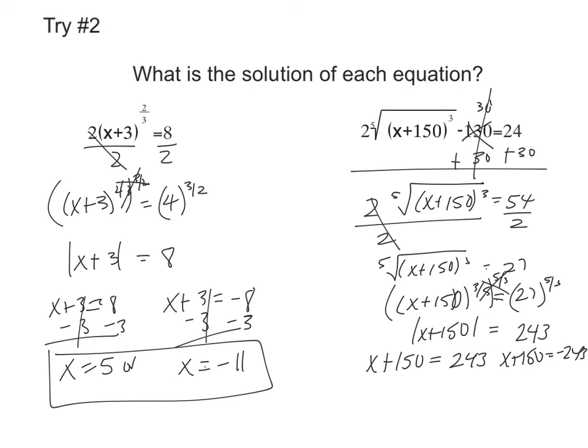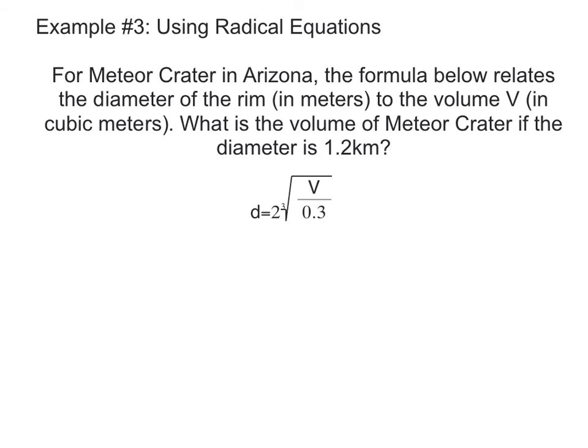Okay, if I subtract 150, you'll be left with x equal to 93 for the first one. And then for the second one, you'll be left with x being equal to negative 393. All right, let's keep trying. There's one more example.